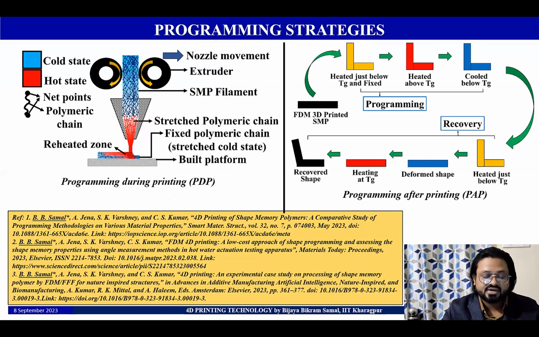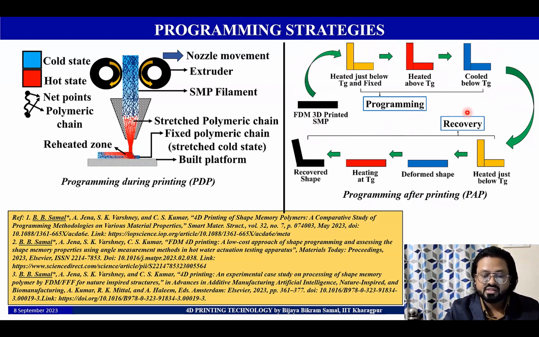Now coming to the two programming strategies that we can have in 4D printing using FDM. The first one is programming after printing. This is a process which is generally the same for all kinds of shape memory material. First of all we have the material, then we have to heat it and fix it in the fixture, and then heat it above its glass transition temperature. That temperature is also called the programming temperature, and from that temperature we have to cool or quench it. Once that is completed, we complete the programming step.